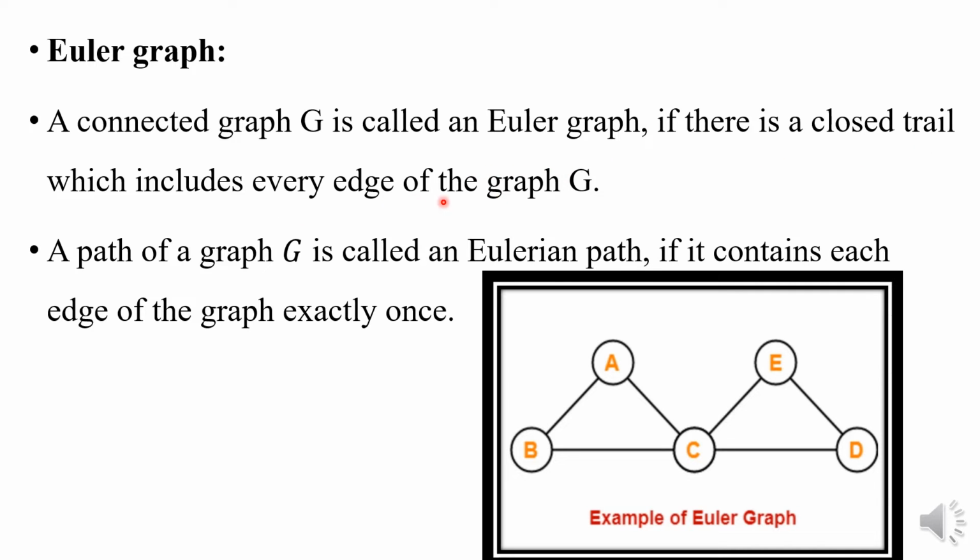So an Euler graph contains a cycle or closed trail which includes every edge of the graph. An Euler path is the same concept, but the starting and ending vertex may be different. A closed trail means the starting and ending vertex are the same. Here you can see an example of an Euler graph. It can start from A and move A to B, B to C, C to D, D to E, E to C, and again C to A. You started from A and covered all the edges exactly once, that is important. Then there exists a closed trail, so such a graph is known as an Euler graph.